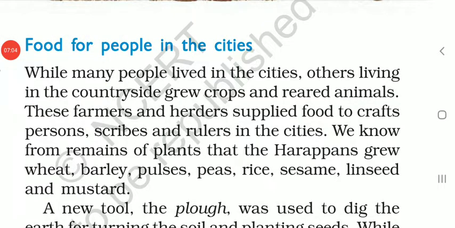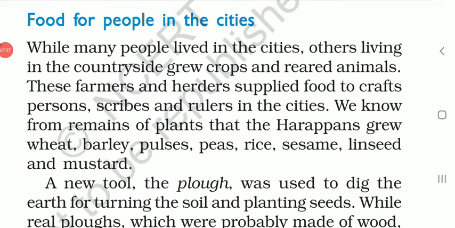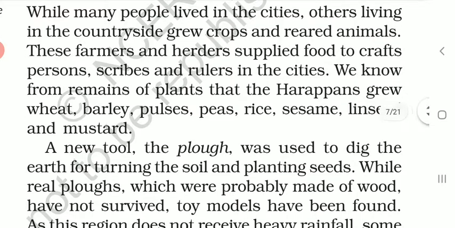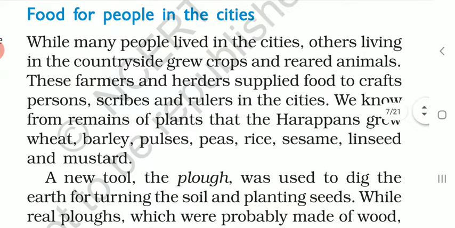Now, the next point we are going to see is food for people in the cities. While many people lived in the cities, others living in the countryside grew crops and reared animals. These farmers and herders supplied food to craftspersons, scribes, and rulers in the cities. We know from remains of plants that the Harappans grew wheat, barley, pulses, peas, rice, sesame, linseed, and mustard. So here it is said that many of the people were living inside the city, and some of them were living in the villages.